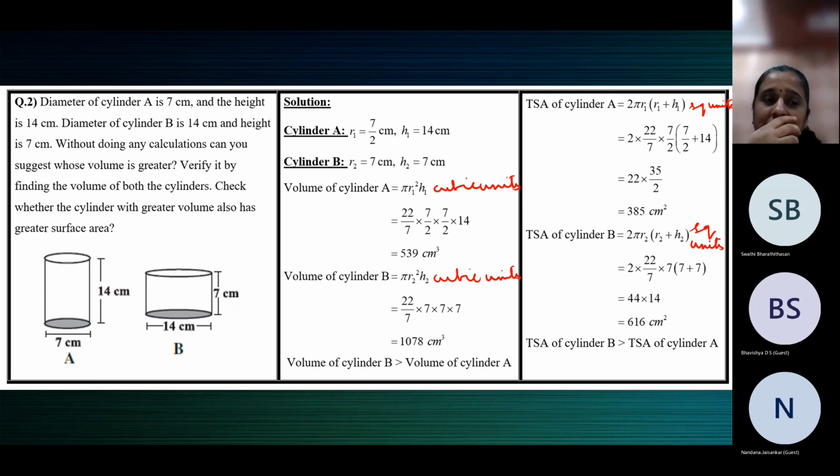And children, for both the cylinders, nothing is mentioned if the cylinder is open at the top or closed at the top. Nothing is mentioned. So you have to find the total surface area. Since nothing is mentioned, surface area means total surface area.